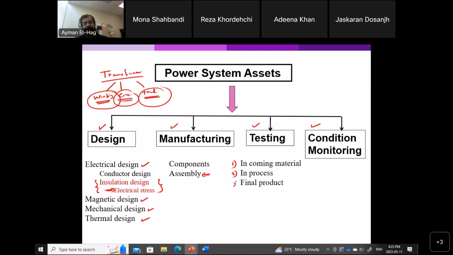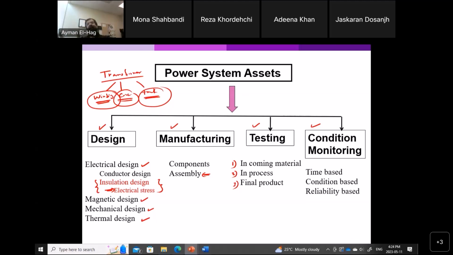And then finally, we come to the final product. I will give you some examples later on about the tests that we do on the transformer that are relevant to us as high voltage. Okay, so you have the product designed, manufactured, tested, ready. So you see here the high voltage comes at different stages. Then you deliver your transformer or your electrical product to your customer.